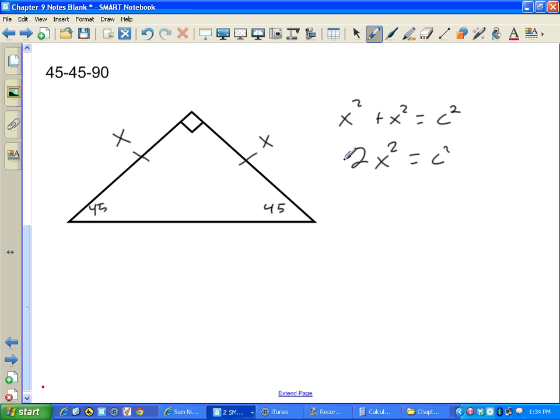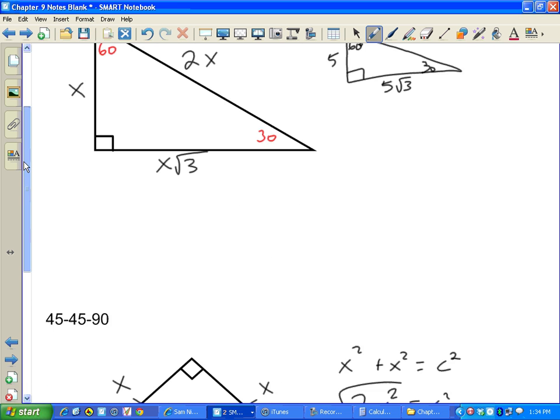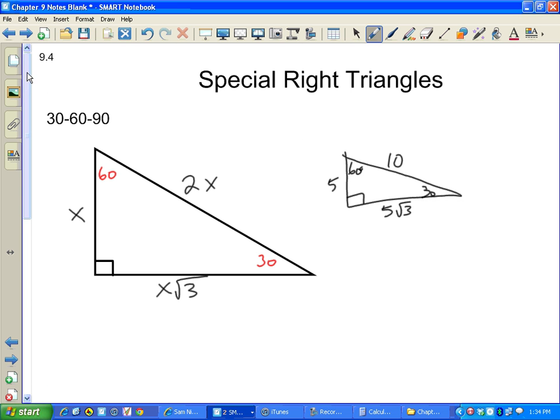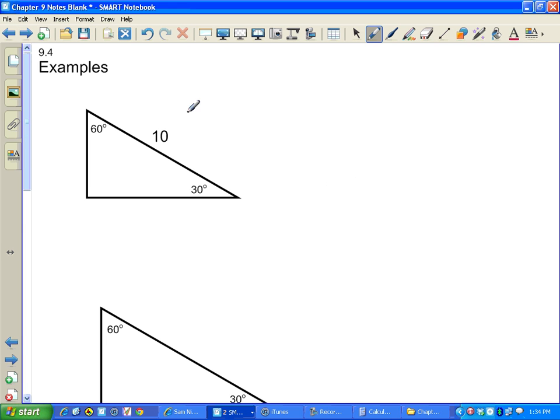If I square root both sides, okay, I would get 2x, x. So I'd have an x on the outside and square root of 2 on the inside, and that's what c would be. So whatever this side is, I'm going to take it times square root of 2 to get the hypotenuse. Okay, and that's the pattern for a 45, 45, 90 triangle. So if we remember these patterns, it makes solving 30, 60, 90 and 45, 45, 90 triangles easier. So here's some examples of how we can use this.